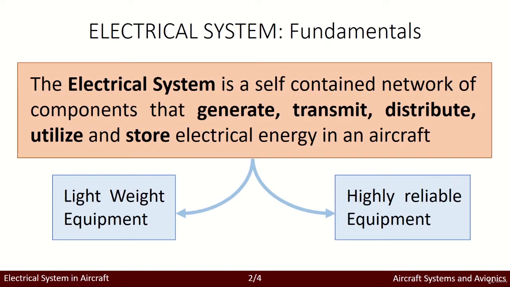Right, so the definition of the electrical system is a self-contained network of components that generate, transmit, distribute, utilize and store electrical energy in an aircraft. Now, electrical design in aircraft is always influenced by two basic requirements. The equipment must be lightweight and also highly reliable. These needs may be met in a variety of ways.